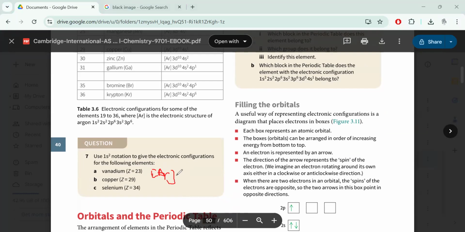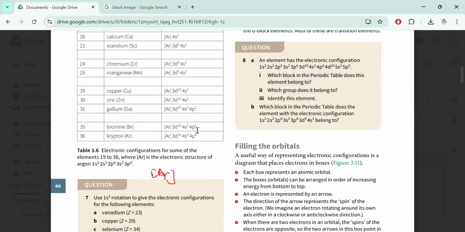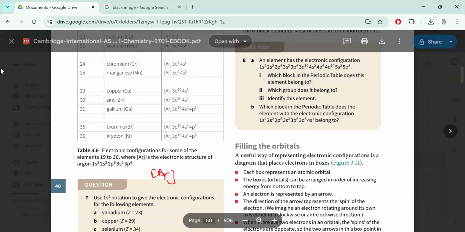Okay, hold on. So we have 4s, right? Just trying to make sure. So we have 4s2, so usually you write it like this. So we have 20 so far. And 3d3. So this will equal 18 plus 3 plus 2.